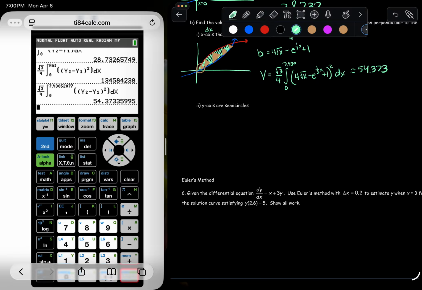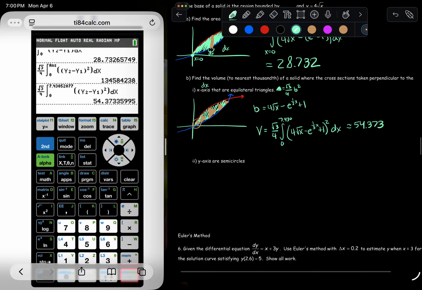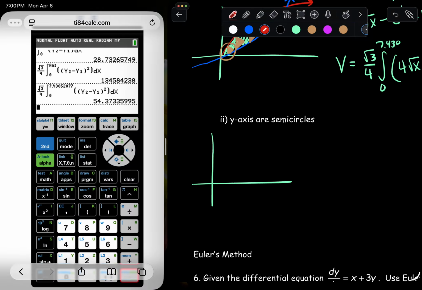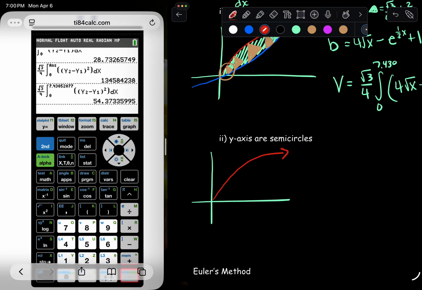All right, and now the next part says we have a solid where the cross sections taken perpendicular to the y-axis are semicircles. Okay, so we have the same region bounded, it's going to be in here. And now the cross sections are semicircles. So that means the diameters of these semicircles are in between these two curves. Again, we have a three-dimensional shape coming at you. It's no longer a point, it's a smooth curve. But as we get closer to the center of this, the curves get higher because they have a larger diameter.